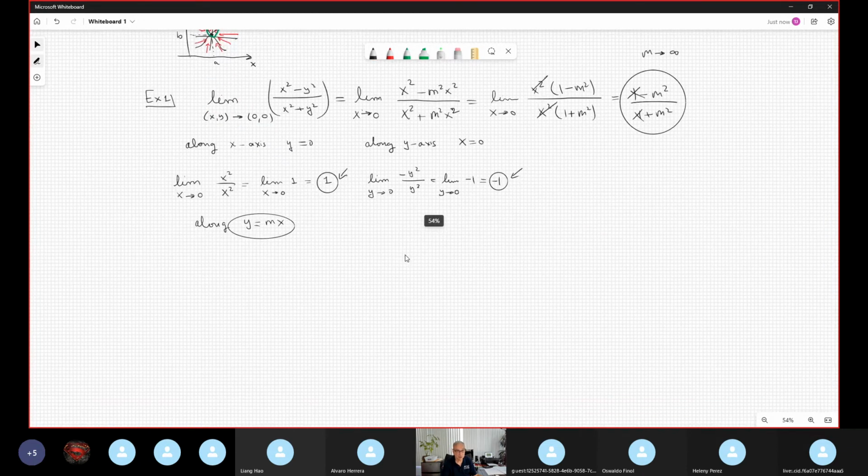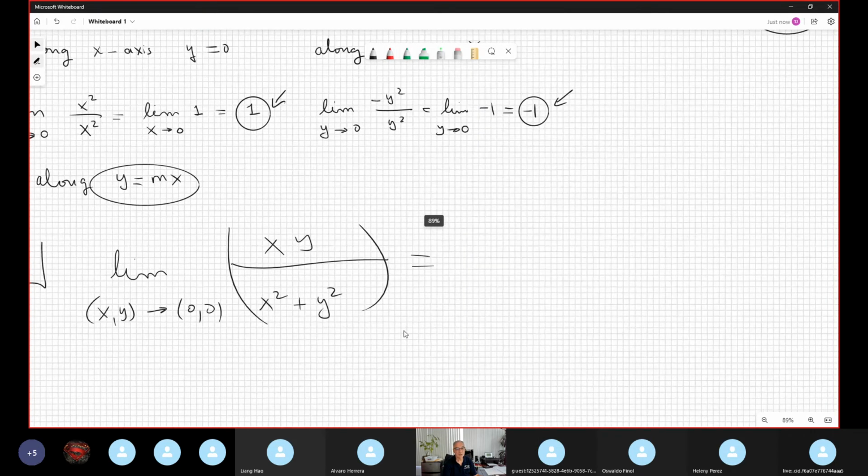Okay, so to say, wow, we need to prove infinite possibilities? No. I want to explain another technique. This is just the beginning. Example 2. Okay, example 2 is similar. It's easy. Compute the limit when (x, y) approaches (0, 0) of xy divided by x squared plus y squared.